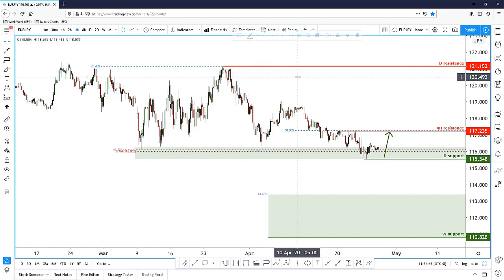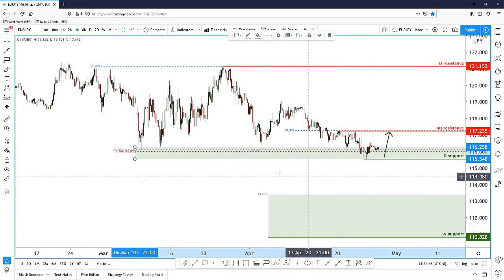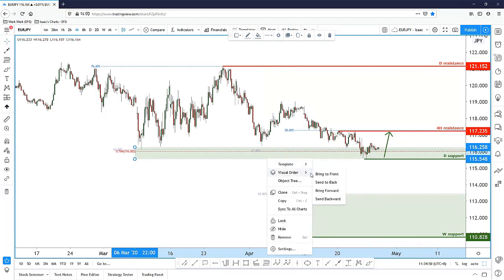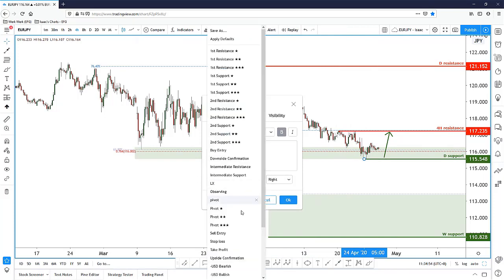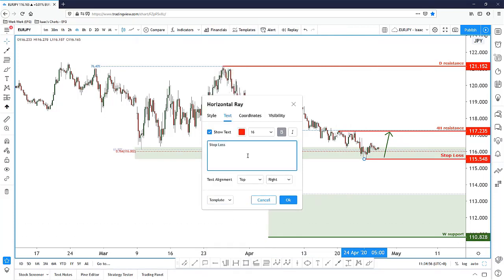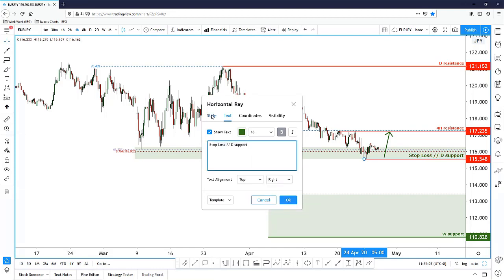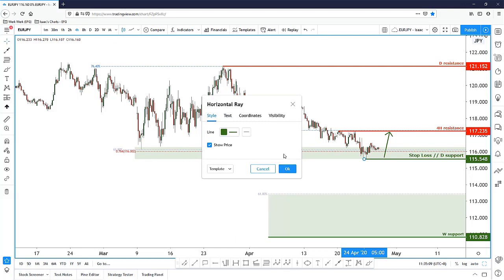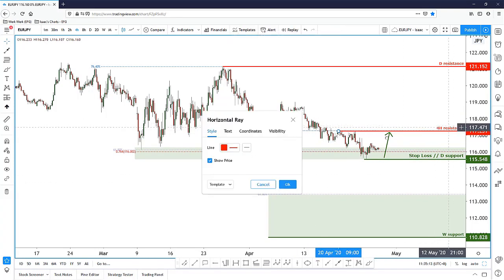All right. So how this works will be my daily support. My daily support can also be my stop loss. All right. How this works. Let me just change the color so it's easier to see. Okay, and my 4-hour resistance will be my first take profit.